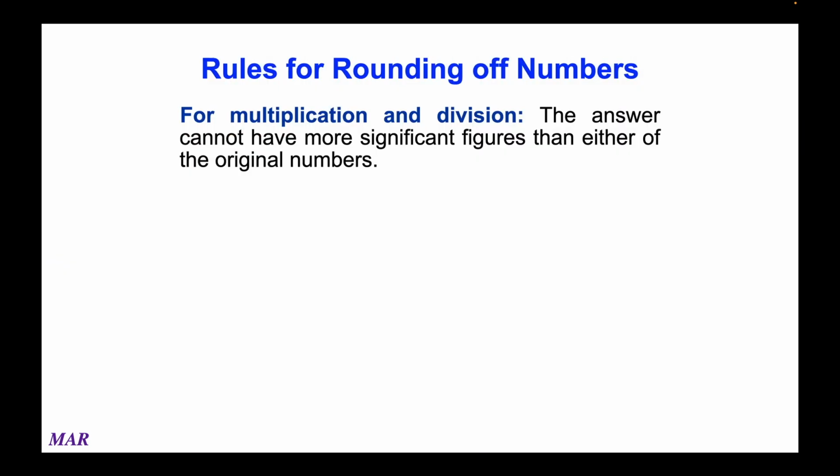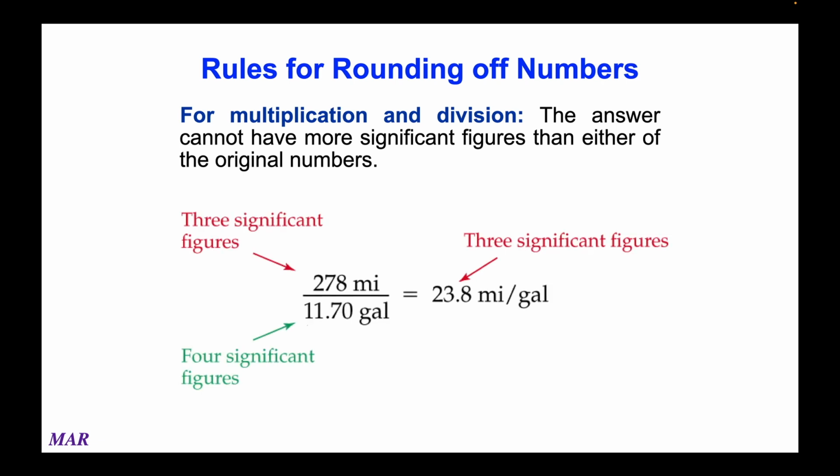Multiplying and dividing is what we'll do most of the time in chemistry. And you'll multiply and divide like normal, but the answer cannot have more sig figs than either of the original numbers. So let's say that you were analyzing your car's performance and you traveled 278 miles and took 11.70 gallons of gas. Well, you calculate in your calculator and it comes out to be 23.76068, etc., etc., etc.